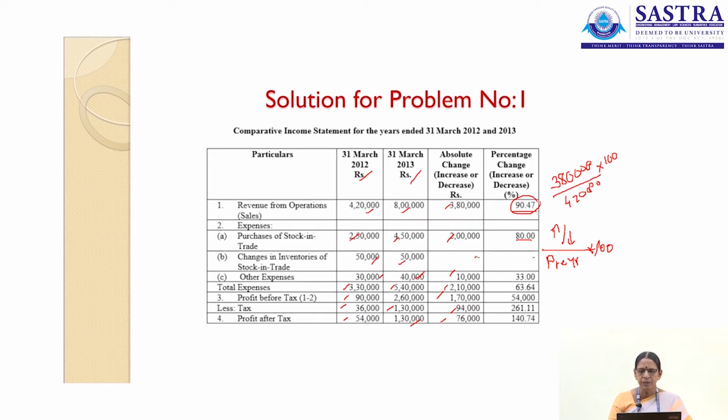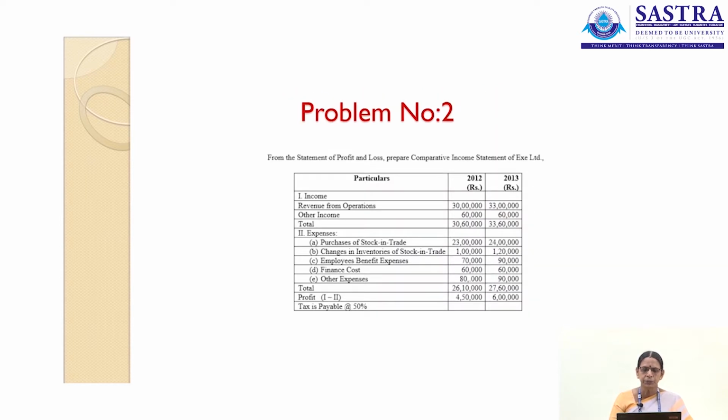Profit after tax will have 76,000 divided by 54,000 will get 140.74. So this is the percentage of increase over the last year. So whenever we take the percentages, it may be more than 100 because it will go up to 500% or 600%, etc. So this is the way in which we have to calculate your percentages. That is increase or decrease divided by your previous year's figures into 100. We shall pass on to the next problem.